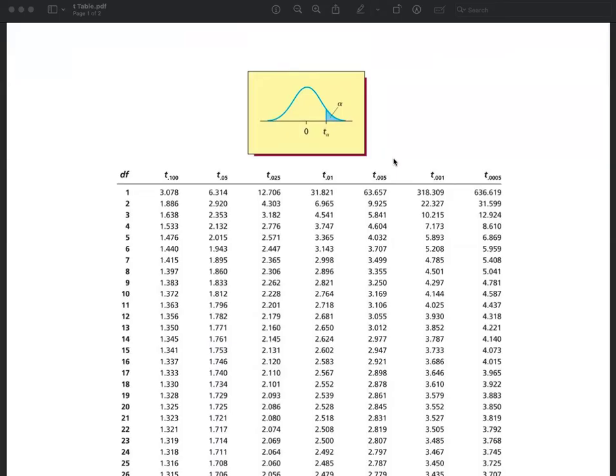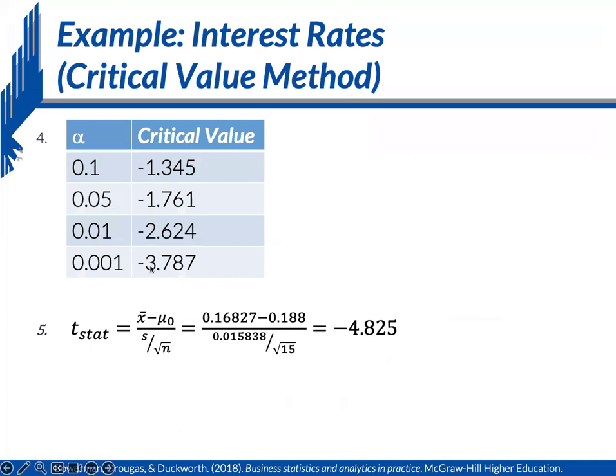So again, for an alpha of 10%, we will look for this particular t-score with the appropriate degrees of freedom. So df again is 14, and under t sub 0.1, we have 1.345, which means that 1.345 has an area of 10% to its right. And therefore, the mirror image of that, negative 1.345, will have 10% to its left. That's why the critical value for an alpha of 10% is negative 1.345. So the rest of the other critical values were obtained using the same procedure.